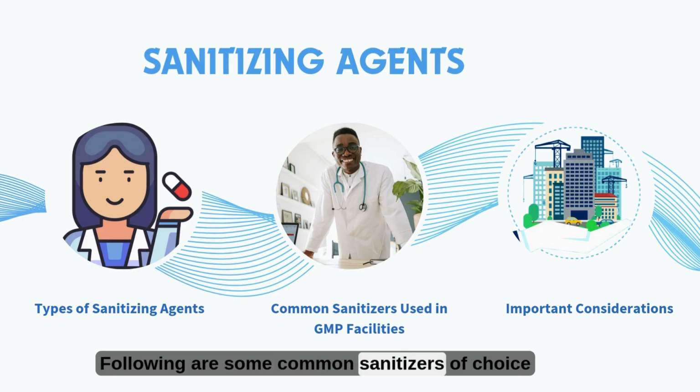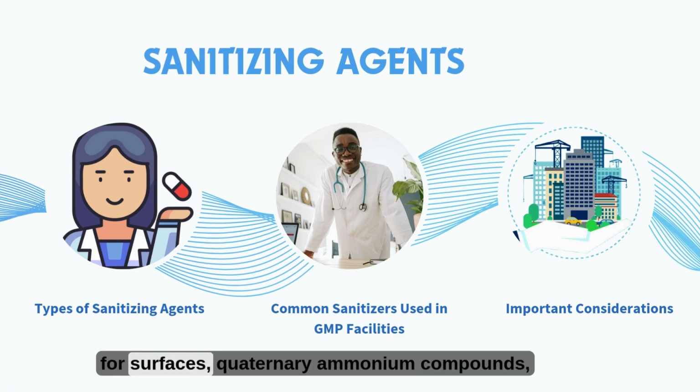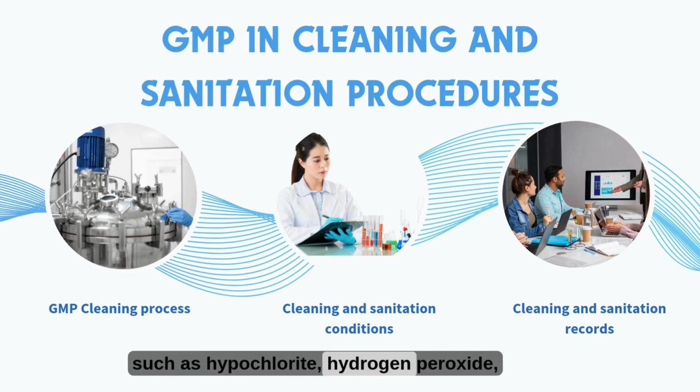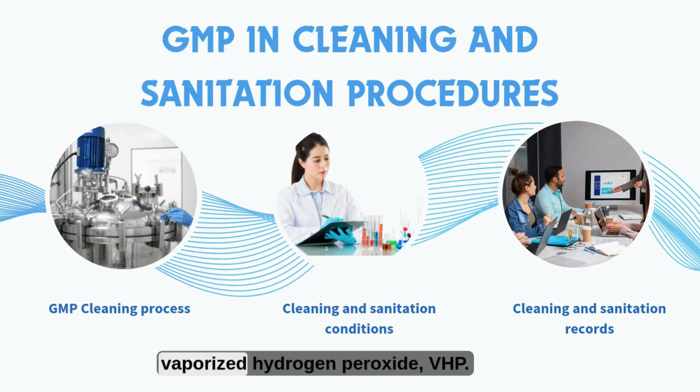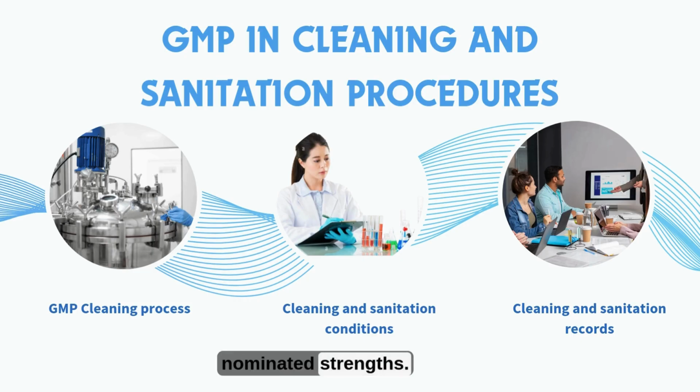Following are some common sanitizers of choice used in GMP facilities. 70% V/V alcohol, for surfaces, quaternary ammonium compounds, quats, phenolics. Sporicides, for killing spores: chlorines, such as hypochlorite, hydrogen peroxide, peracetic acids. Sodium hydroxide, for cleaning and partial sanitizing, and vaporized hydrogen peroxide, VHP. You should be familiar with your choice of sanitizing agents and only use approved agents in the nominated strengths.